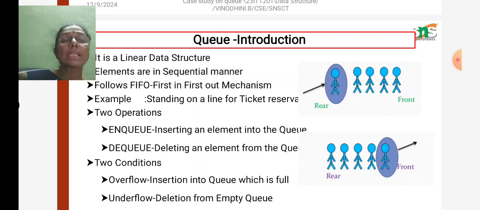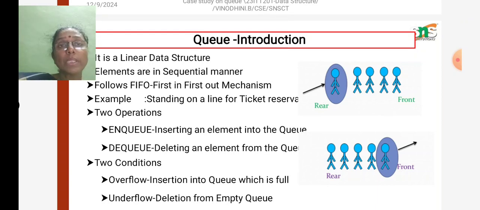In the queue data structure, we use two different ends. One is the rear end, the other is the front end. When a patient arrives, the rear is incremented by 1. When a patient is discharged, the front is incremented, that is, front equals front plus 1. These are the two important pointers used to implement the queue data structure.